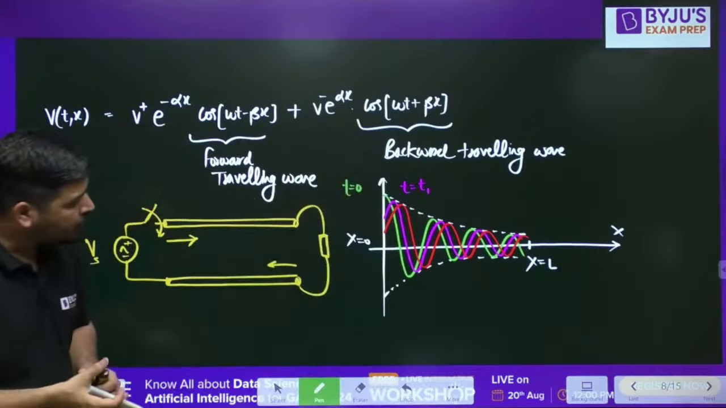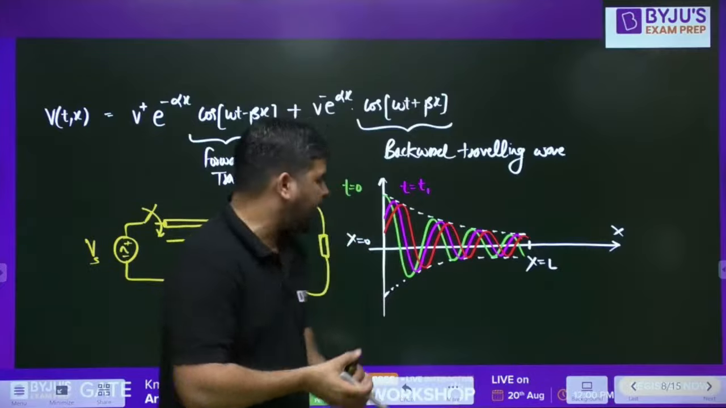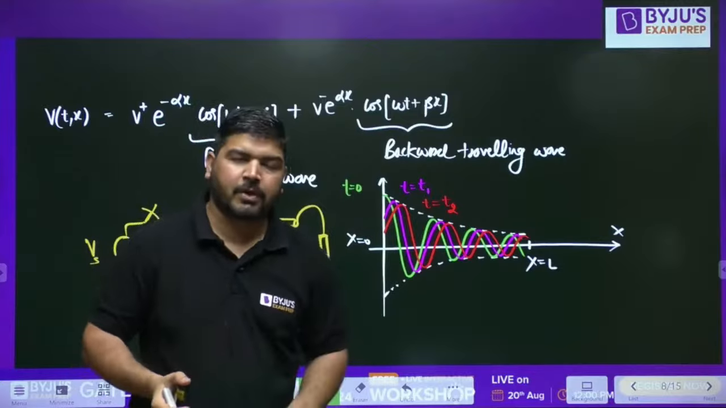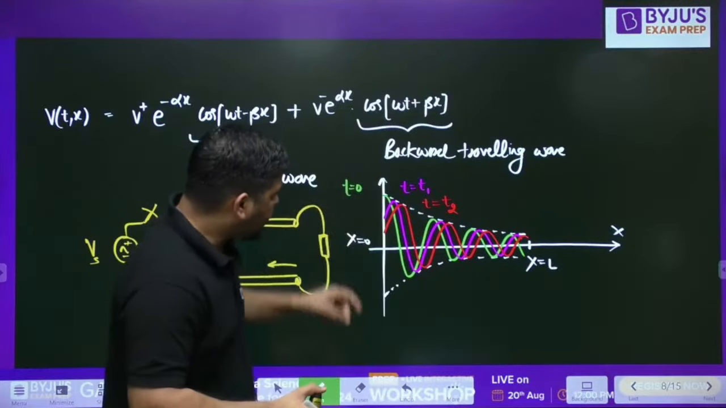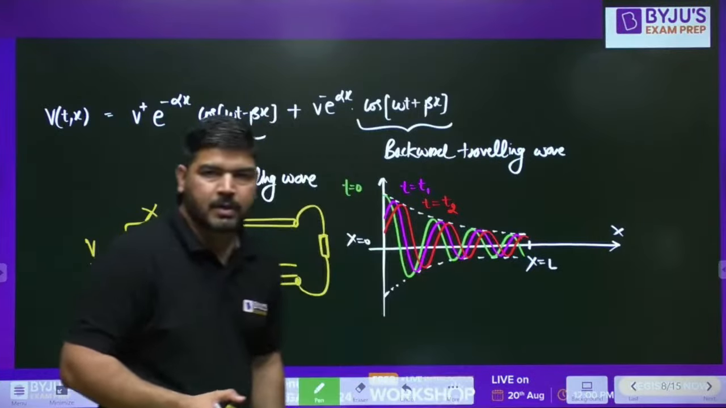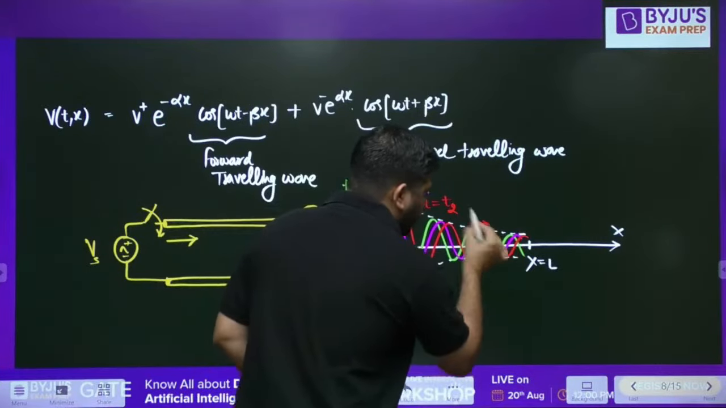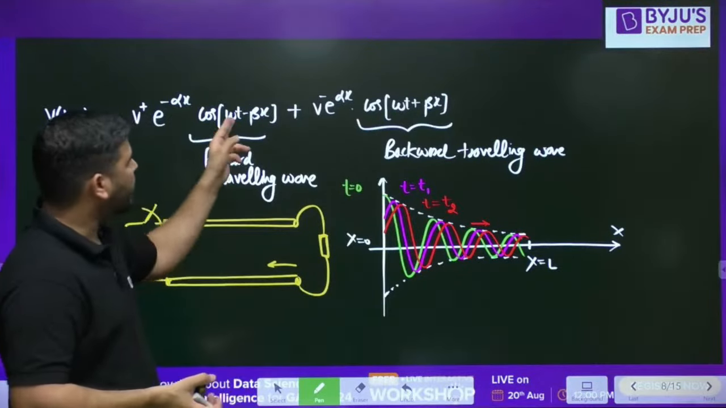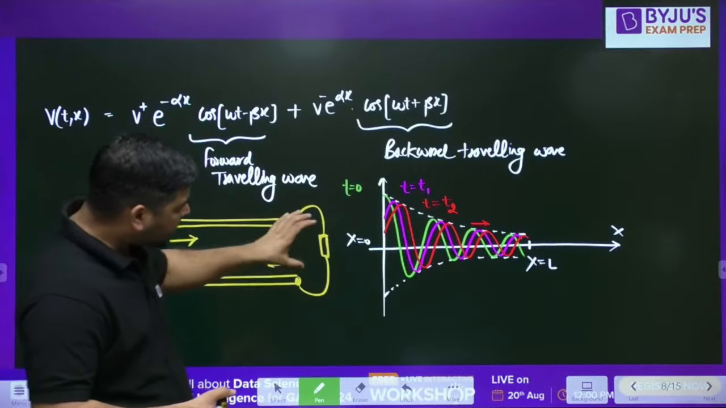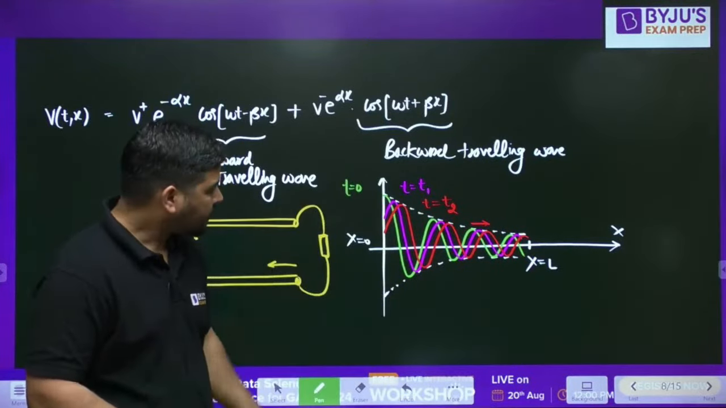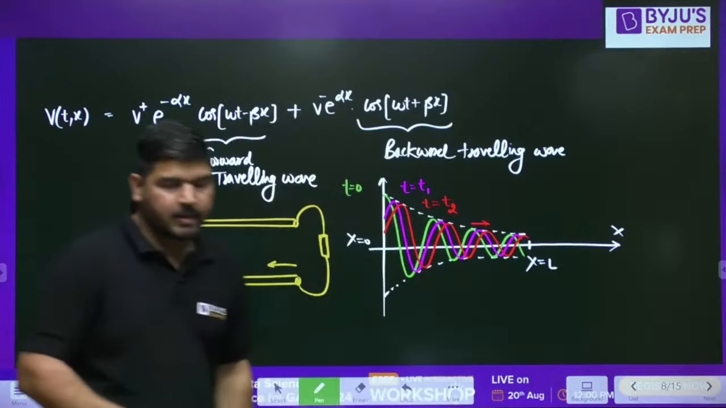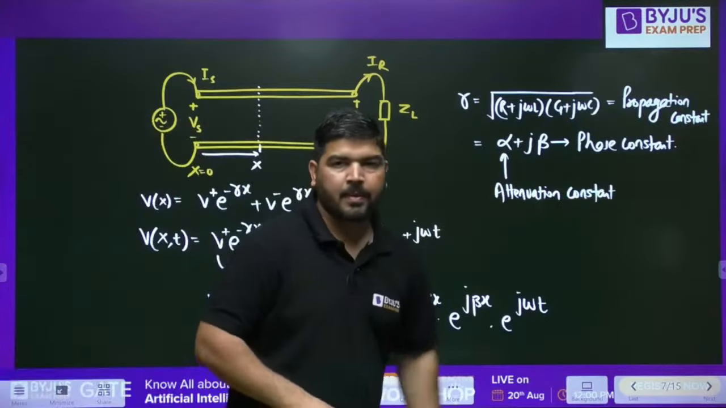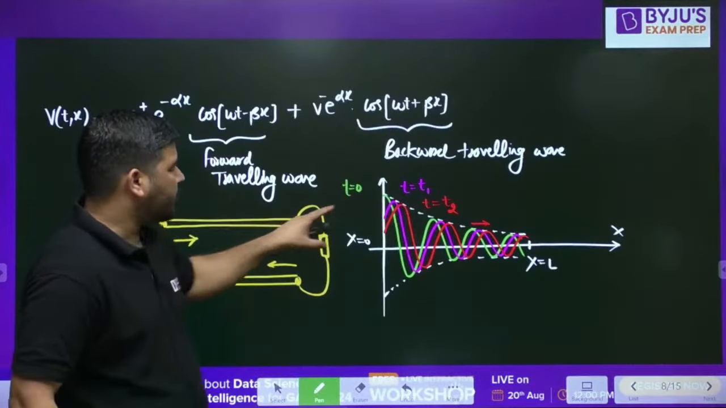Okay guys, so you can see that if the time is moving continuously, then this maxima is traveling towards the load side. That's why we call it a forward traveling wave. And the interesting part is, as it travels on the transmission line, its amplitude is decreasing because of this alpha. This alpha is known as the attenuation constant, because it will attenuate the amplitude of the signal.